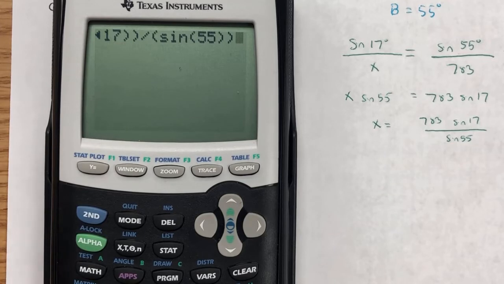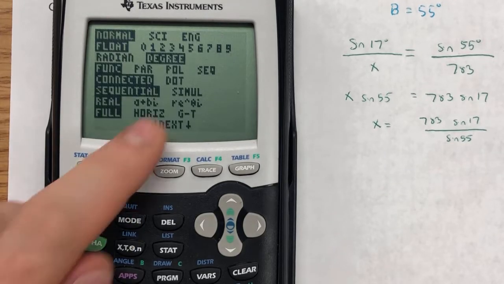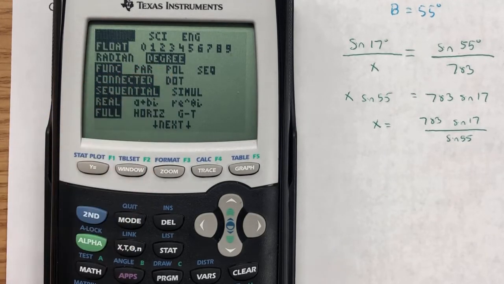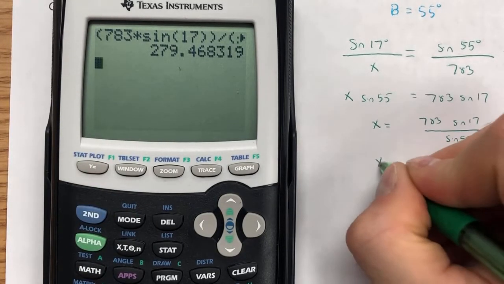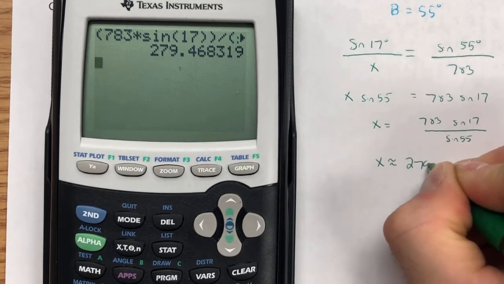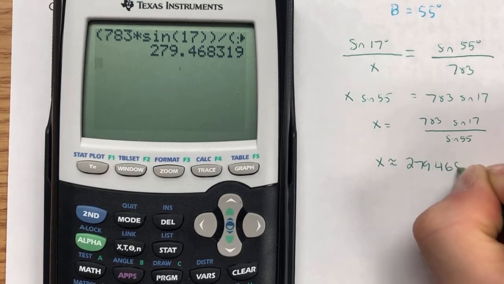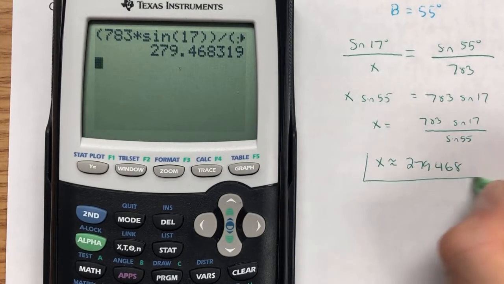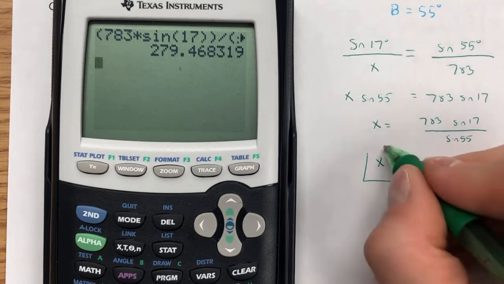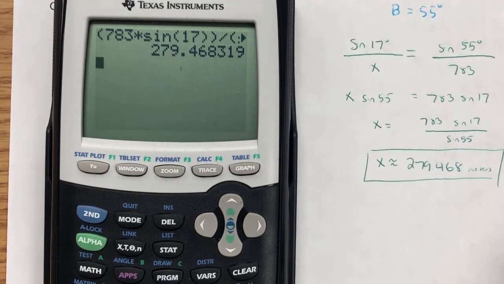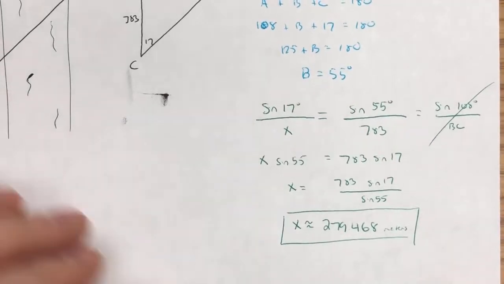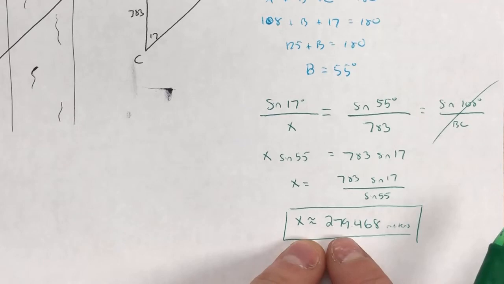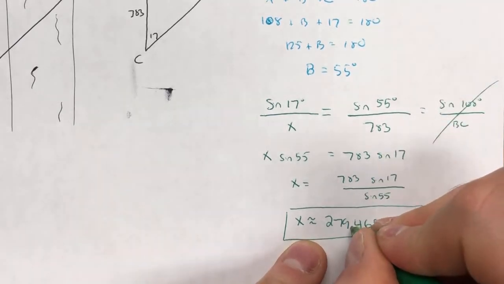Now, before I hit enter, one of the big things I want to check is that I'm in the right mode. My calculator is in degrees, so we're good to go. So boom, this is going to give me x is equivalent to 279.468 meters. I believe the original question was in meters. Yes. So 279.468 meters. When we don't know what decimal to round to, if we can produce an exact answer, let's do it. Otherwise, let's always round to the third decimal place.